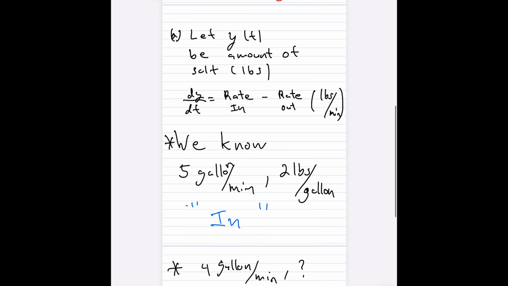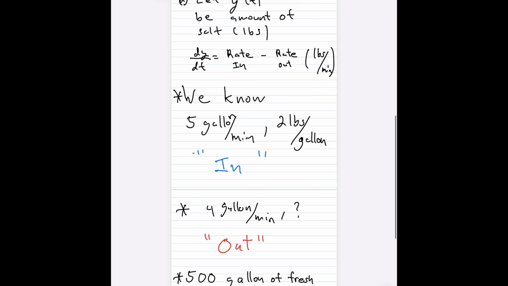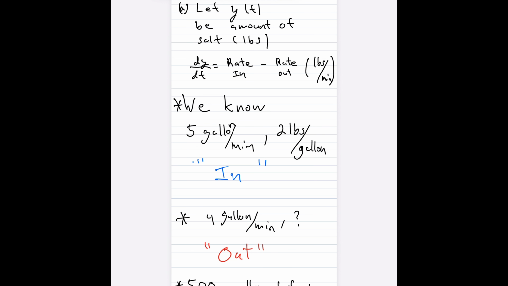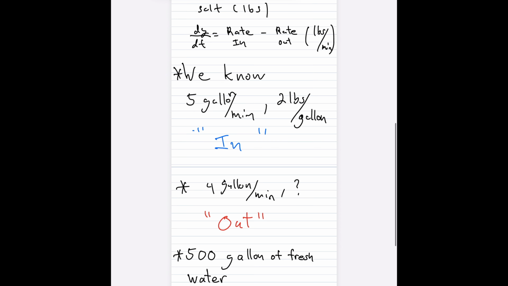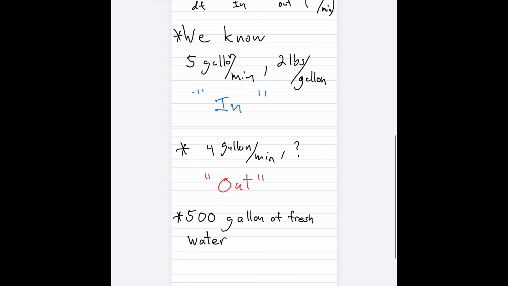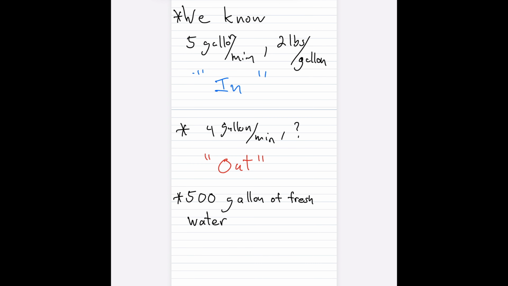Let me go over real quickly the information that we're going to use here. We know that 5 gallons of this mixture are coming in per minute, not water again, mixture. And every gallon has 2 pounds of salt in it. And out, we know that 4 gallons per minute are leaving, and 500 gallons of fresh water are in there. That's all the information we need. So first thing I'm going to start off with is rate in, the amount of salt that comes in total.